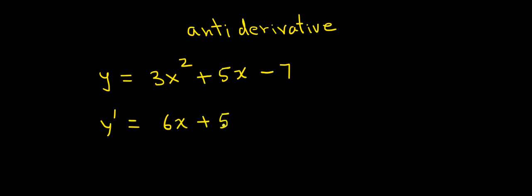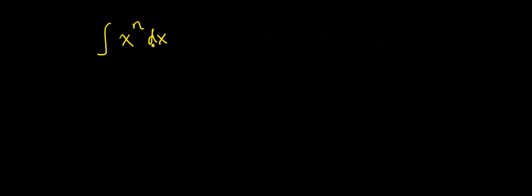Now, how do you go back? Let's say 6x plus 5 is given. How are you going to go back to y? We need to use the process of taking an antiderivative. So, the integral of the quantity 6x plus 5. This will help us get back to the original. So basically, an antiderivative is the same thing as an integral.